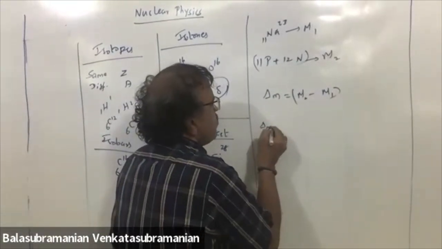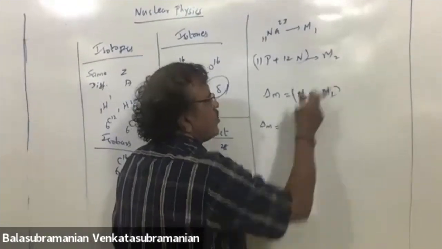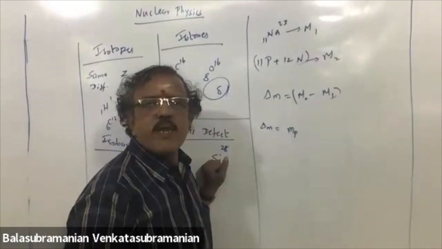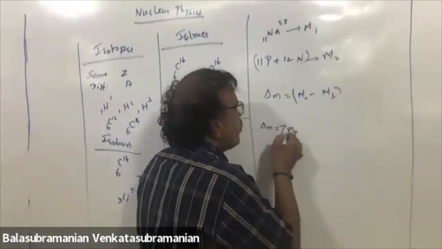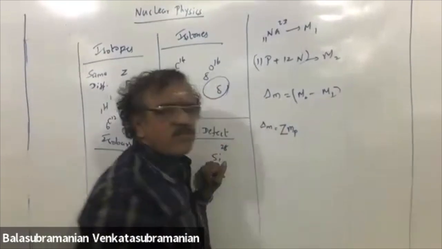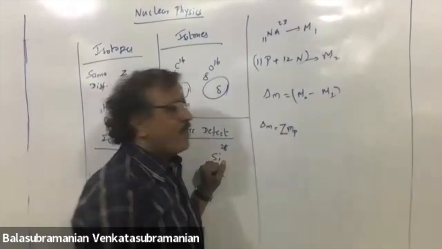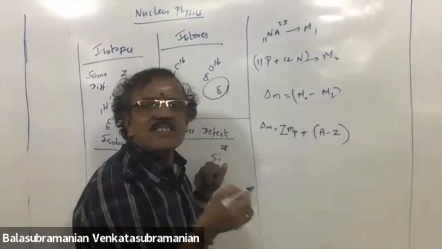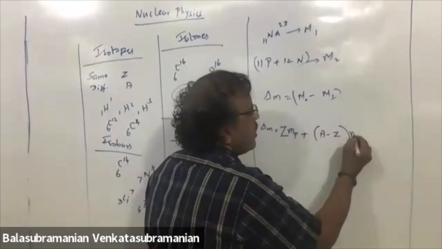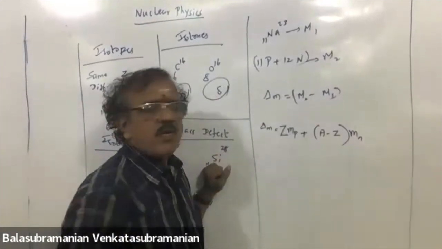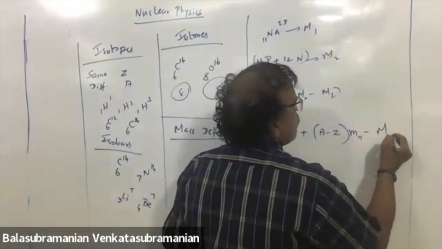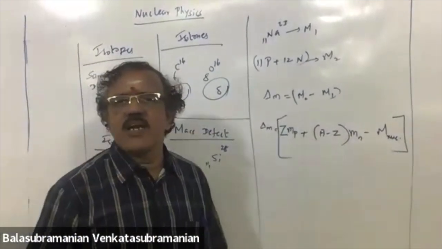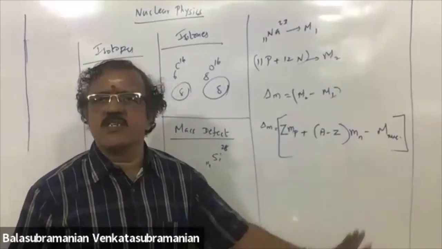It is represented by delta M. How do we write it? M2 is the mass of the protons: how many protons do we have? Z protons, Z Mp, plus the mass of the neutrons: how many neutrons? A minus Z neutrons, into Mn, minus capital M, the nuclear mass. You calculate that, and it is called delta M, which is positive.